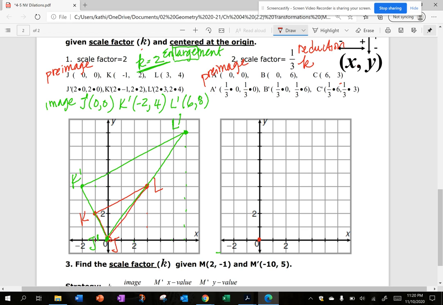So my pre-image is at (0, 0), so that's A. B is at (0, 6): 1, 2, 3, 4, 5, 6. C is at (6, 3): 1, 2, 3, 4, 5, 6, then 1, 2, 3. Here's A, B, C.